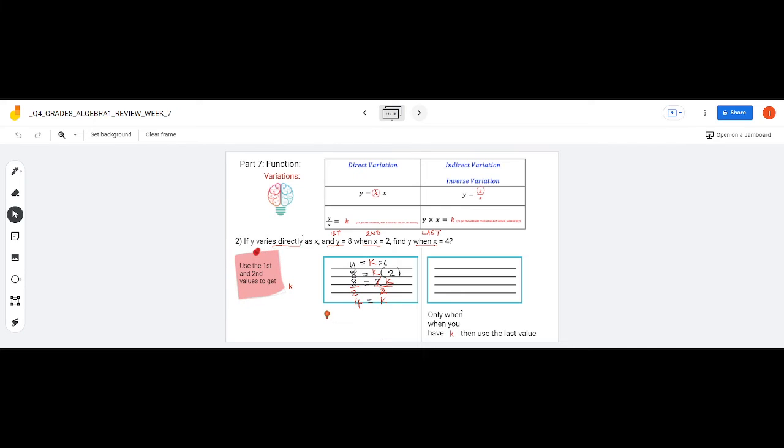Therefore we write it in the original equation, which is y equals to, what is our k now? k is 4, and then we just put an x. So that is our answer. Now that we have k, only when you have k, then use the last value. Right, so I'm going to write this down again.